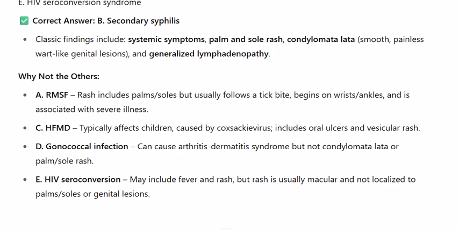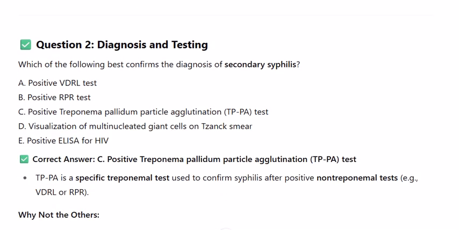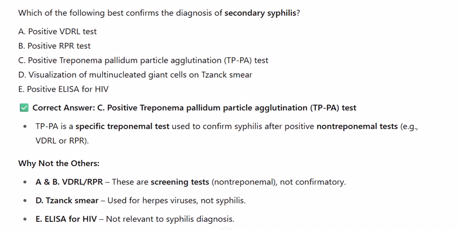genital lesions. Question 2. Diagnosis and testing. Which of the following best confirms the diagnosis of secondary syphilis? A. Positive VDRL test. B. Positive RPR test. C. Positive Treponema pallidum particle agglutination, TPPA, test. D. Visualization of multinucleated giant cells on Tzanck smear. E. Positive ELISA for HIV.